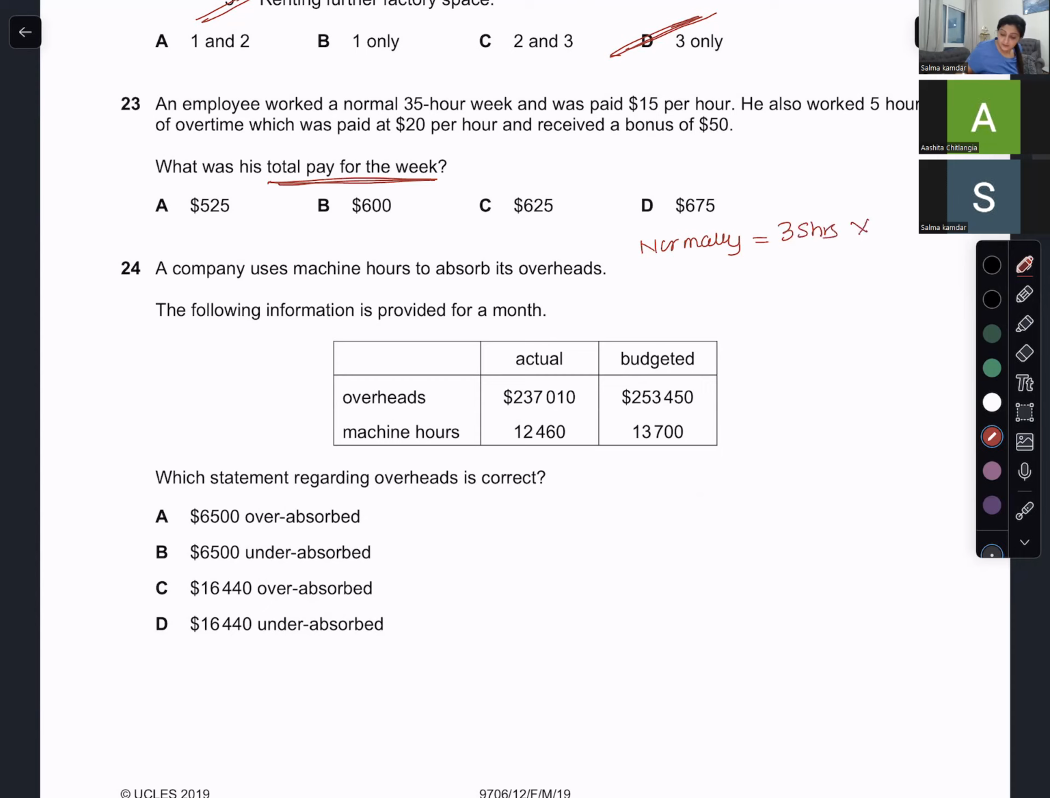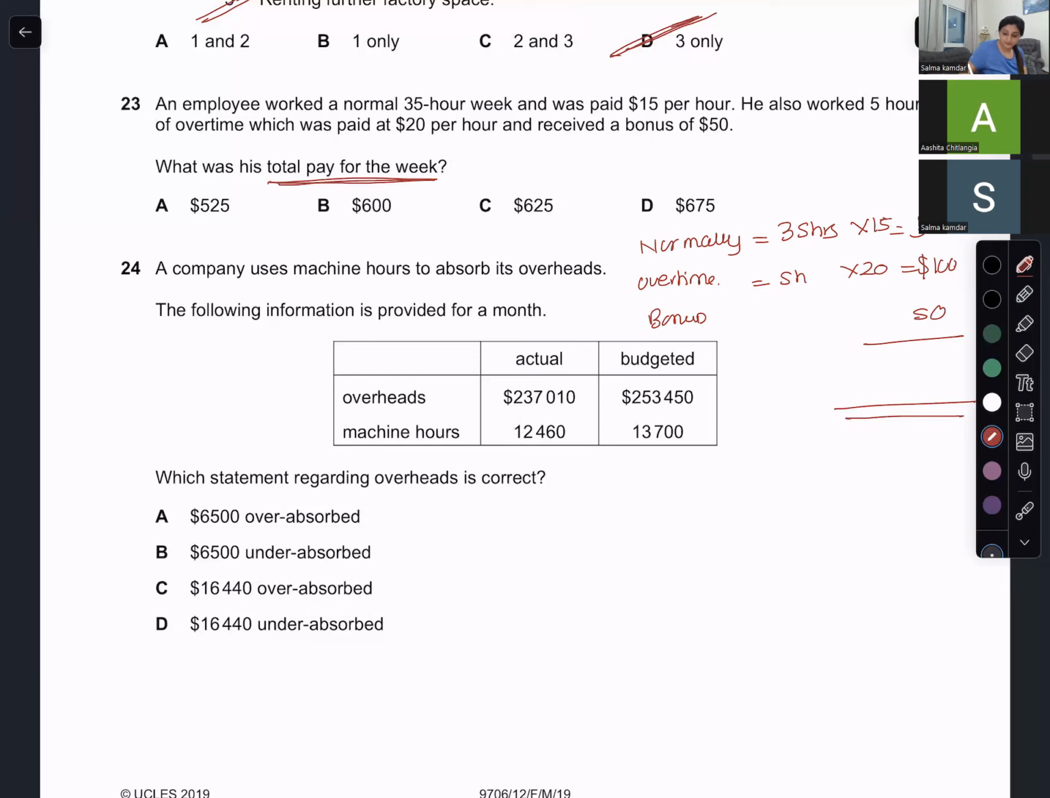15 into 35. How much? 525. Okay. Overtime is how much? 20 into 5. 100. And then he received $50 extra. So total 675. The answer is D.